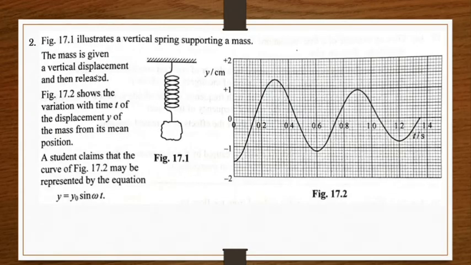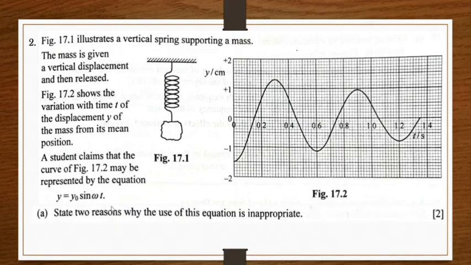Number 2, figure 17.1 illustrates a vertical spring supporting a mass. The mass is given a vertical displacement and then released. And this figure 17.2 shows the variation with time t of the displacement y of the mass from its mean position. A student claims that the curve of figure 17.2 may be represented by the equation y equals y0 times the sine of omega t.